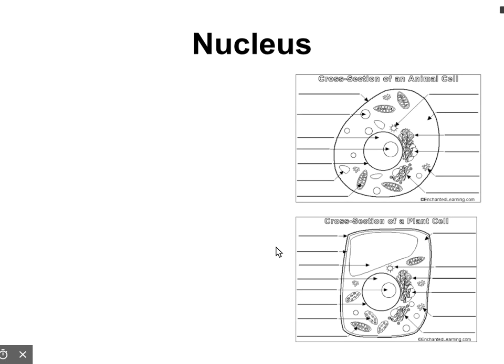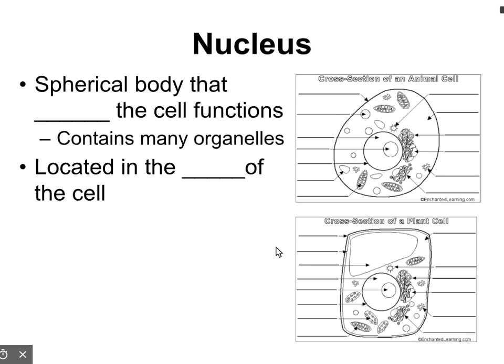And it contains all that great information in there that makes you, like what makes you have grandma's hair color and Uncle Harry's dimples, and you're tall like your mom. All of those things are inside there. And the nucleus is the part that controls everything that goes on in the cells. So it's a spherical body, like a ball, that controls the cell functions, and it contains many organelles.